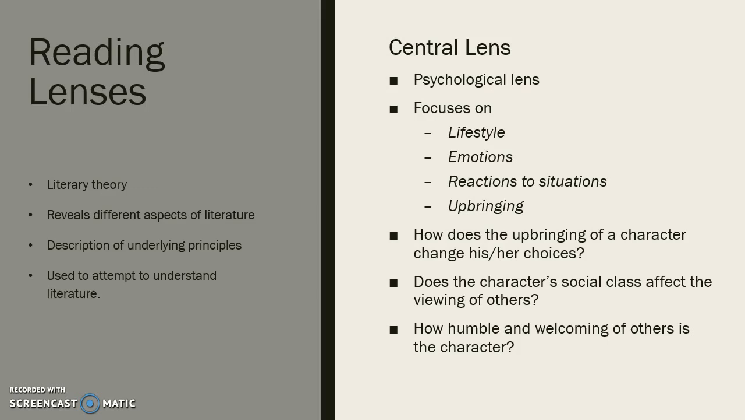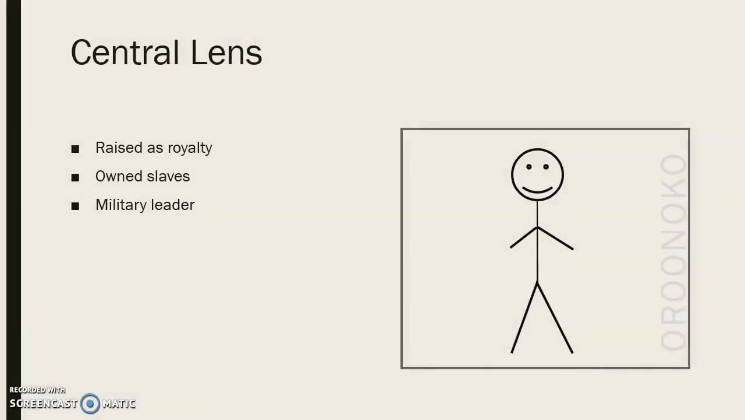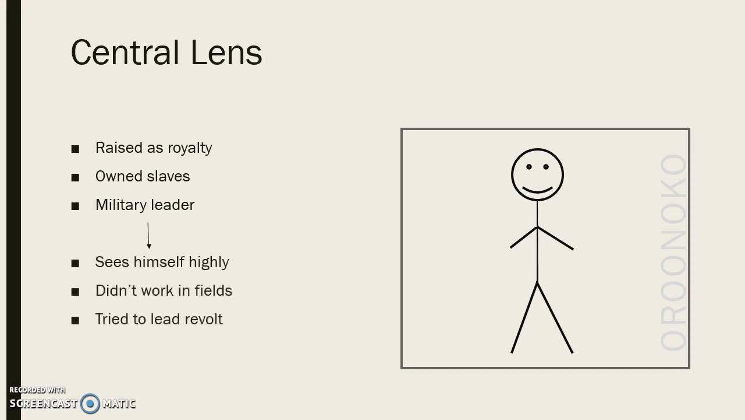Now, for Oroonoko, he was raised in a high class. He was raised as royalty. He owned slaves himself, and he was a natural-born leader as he served in the military. Now, he sees himself highly, and even as a slave, he basically became what could be considered as slave royalty. He didn't work the fields, and when he tried to lead a revolt, the families knew that the family came first instead of freedom, because what will you have if you don't have each other? Oroonoko did not understand this as he didn't really connect with their culture too much.